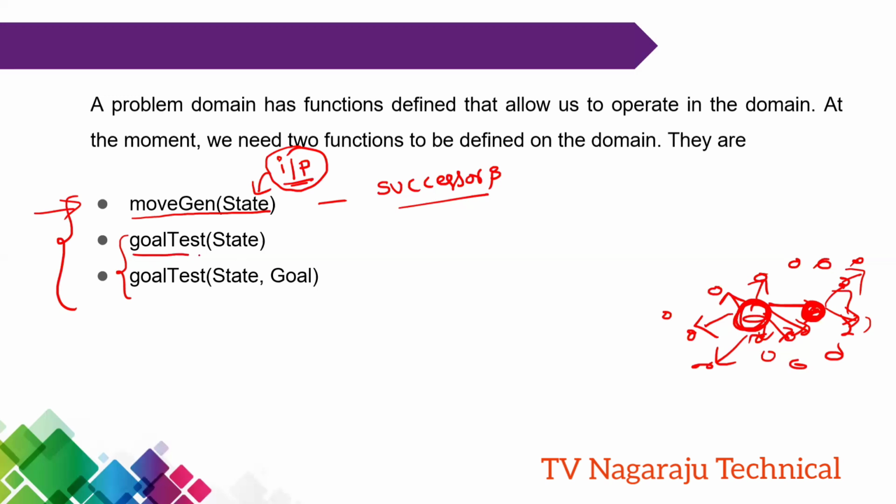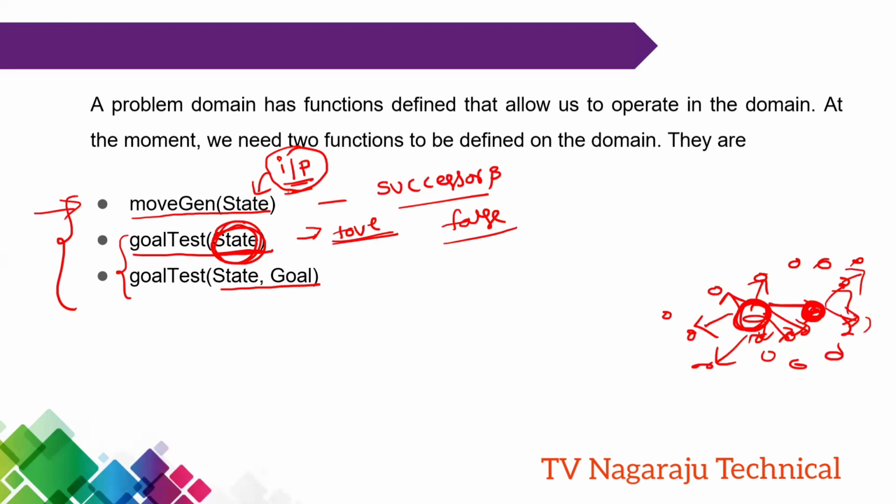Now, GoalTest of state. GoalTest of state returns true if the input state is the goal state. Here, this is the input state. Assume whatever input state you are providing, if that is equal to the goal state, it returns true. Otherwise, it returns false. There is also a variation of this function with two parameters.